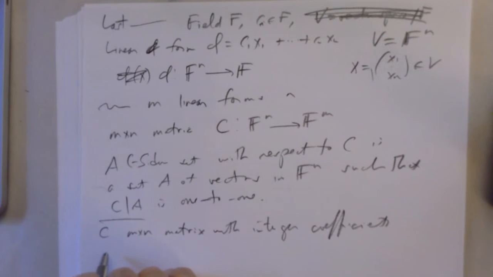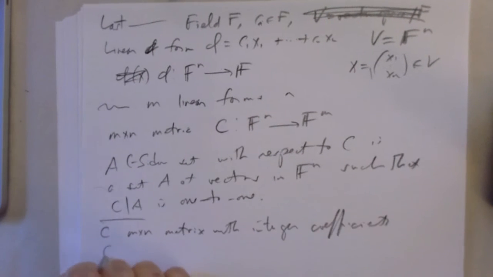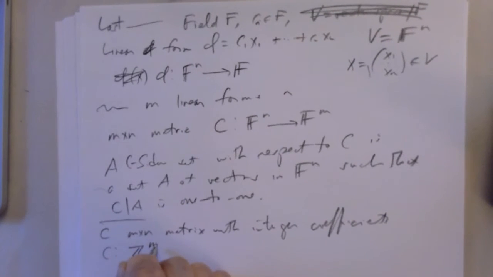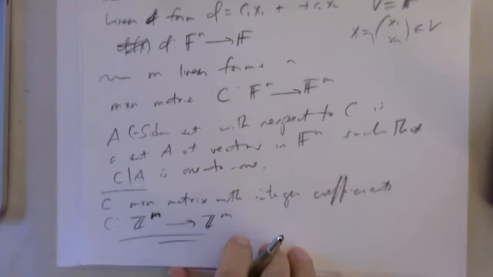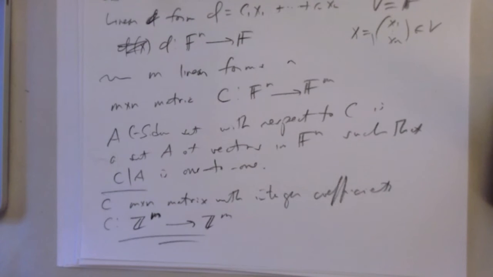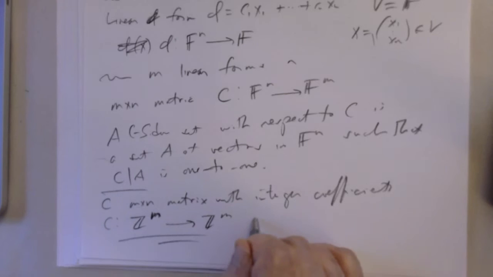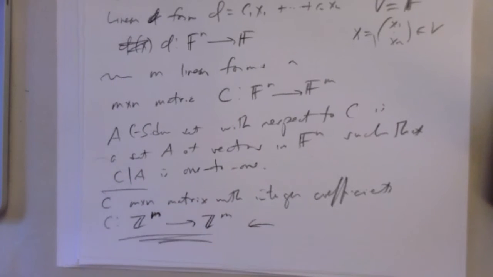And instead of looking at all vectors, let's just look at C as a map from N dimensional lattice points to M dimensional lattice points. And we want to say something non-trivial about Sidon sets with respect to this. And in this case, it's really very pretty.